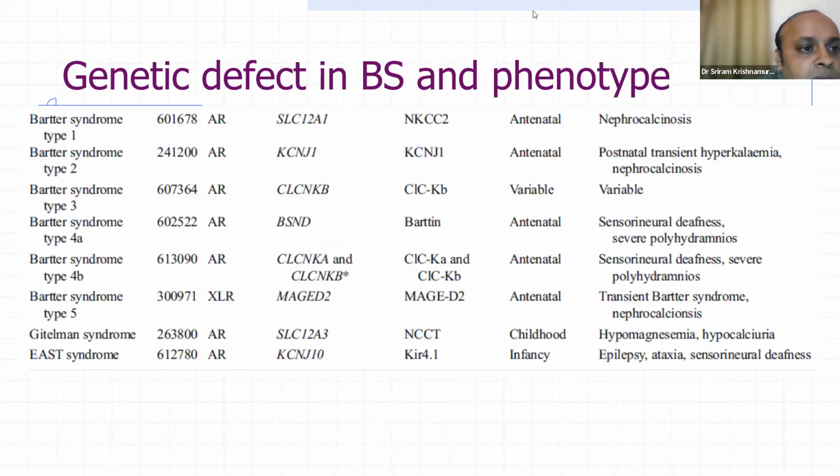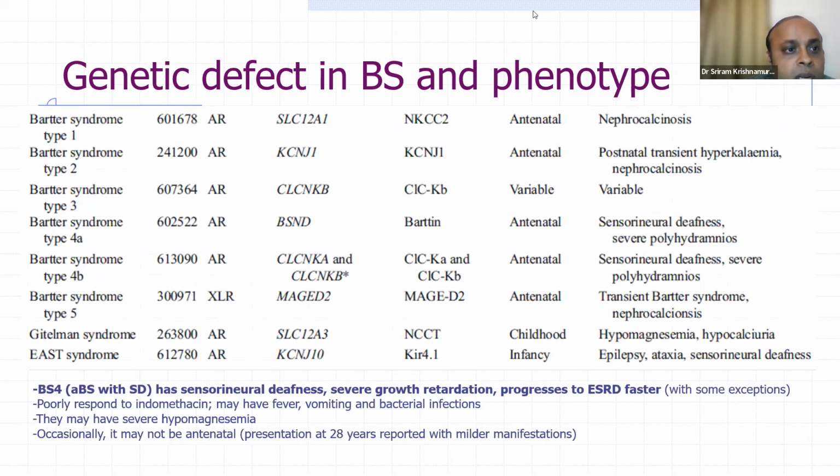So let us see once again. You have the varieties of Bartter syndrome: type 1, 2, 3, 4A, 4B, and 5. What you would see is nephrocalcinosis, which is most common in type 1 and type 2. These are the antenatal varieties of Bartter classically. Babies are often born premature in this. There is polyhydramnios. And type 2 is additionally characterized by a transient hyperkalemia, which can lead to some confusion with the diagnosis of pseudohypoaldosteronism type 1.